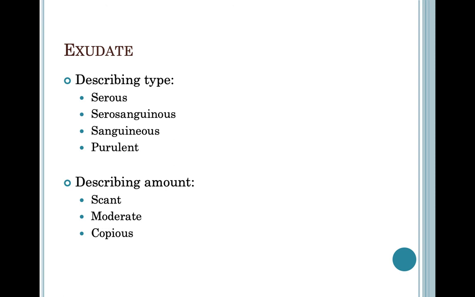and then purulent exudate is a sign of infection. Dead blood cells and bacteria cause purulent exudate. It's thicker, it may carry an odor, and it's usually white, yellow, or green.